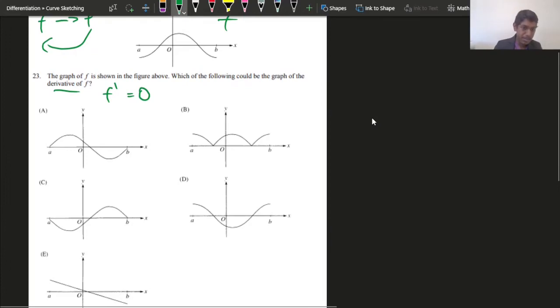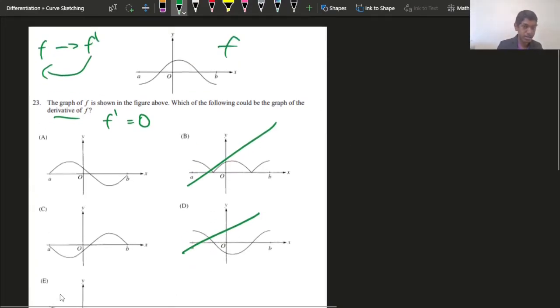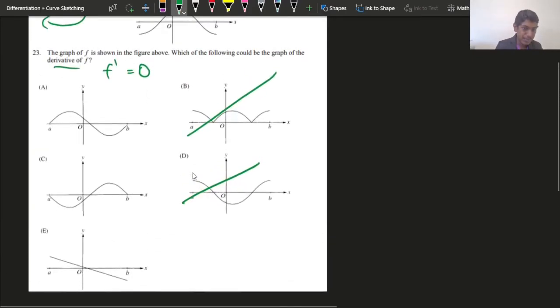So let's see. A looks fine. B crosses the x-axis, or touches the x-axis, twice. C looks okay. D you can also eliminate, and E looks okay for now. Okay, so now we're left with A, C, and E.